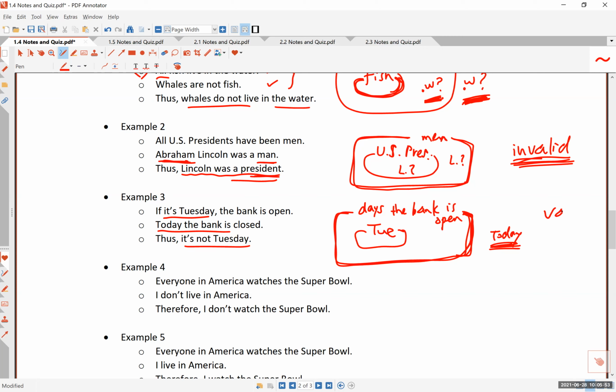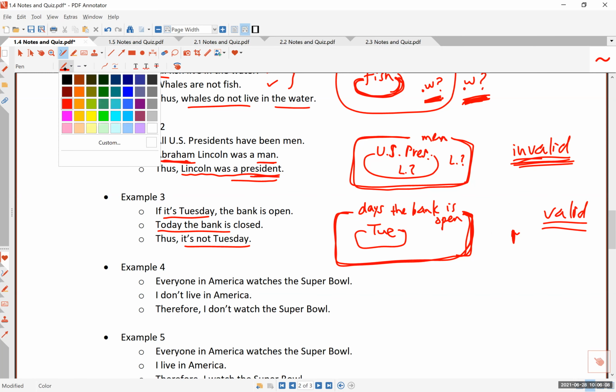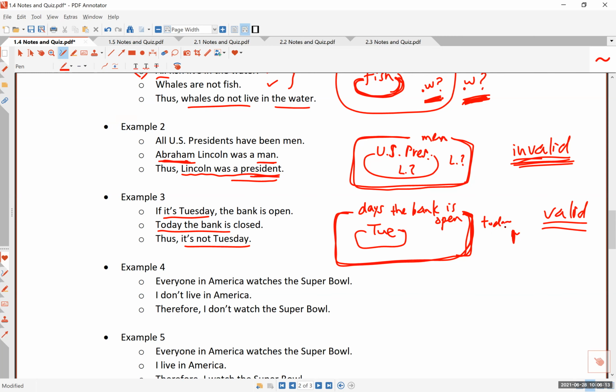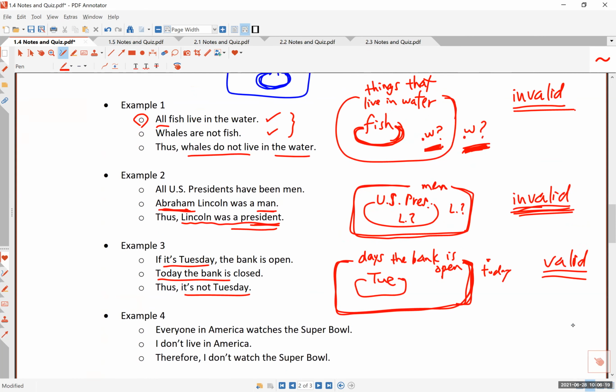Guess what? This is a valid argument, okay? So because today, yeah, let me just go ahead and write today here. All right, so I'm going to use my pen and say today must be here. And clearly it is outside of the outer circle. So it is a valid argument.